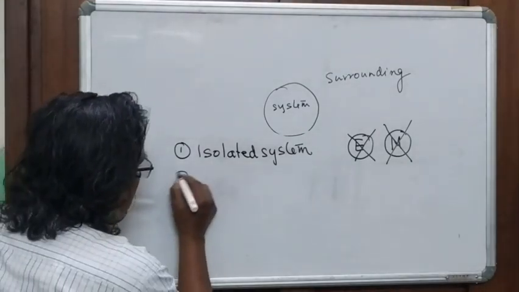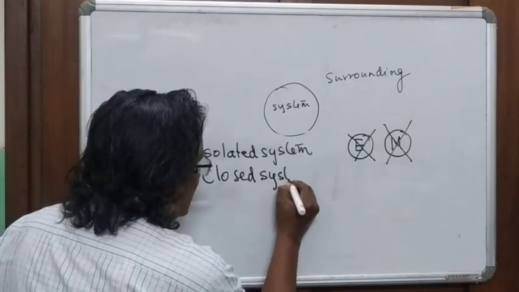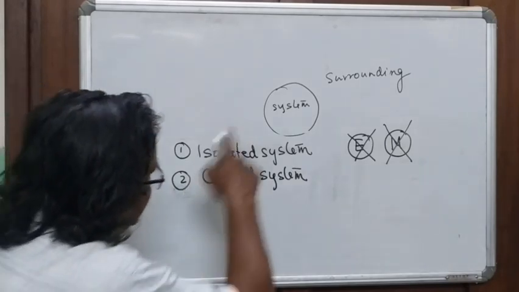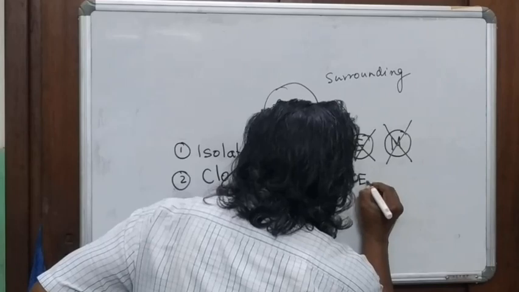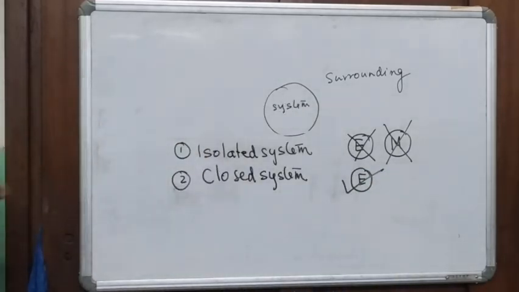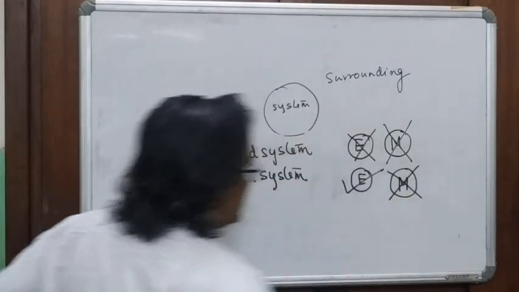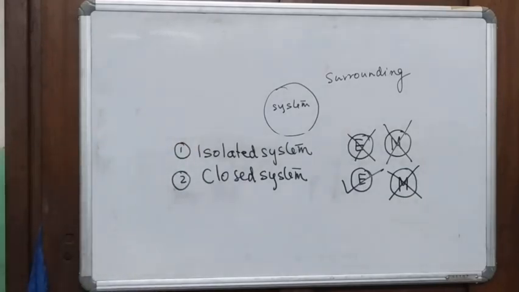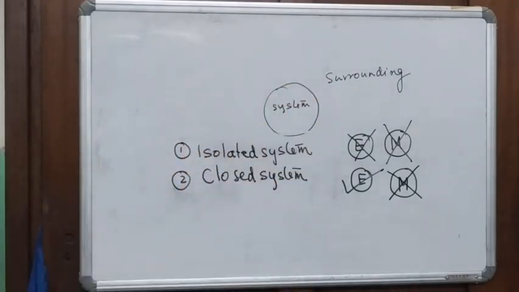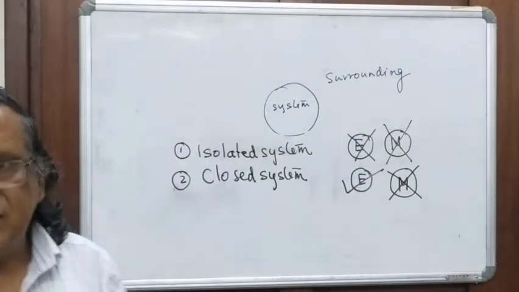Then the second is what is called a closed system. Remember, our system is the rock. In this case, the two exchange energy, but not mass. No mass is exchanged across the interface. These are called closed systems.